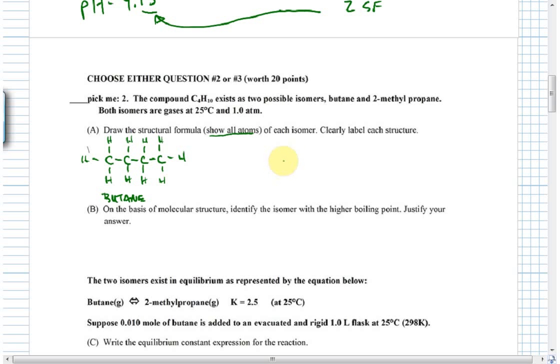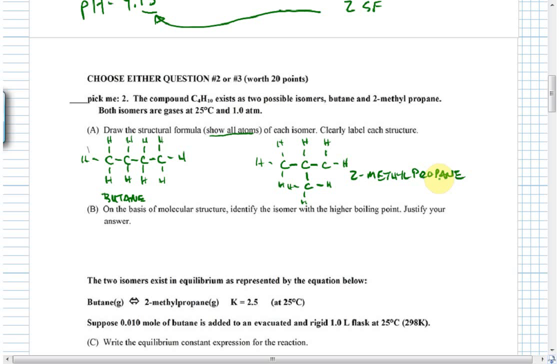This is 2-methylpropane. Again, longest chain is 3, and a branch off the second carbon. If we fill in all the hydrogens, we see that it's still going to take 10 of those to make it work. So again, these 2 are isomers of each other. This is the 2-methylpropane. Now, these molecules, again, are isomers. Isomers, same formula, different structures.